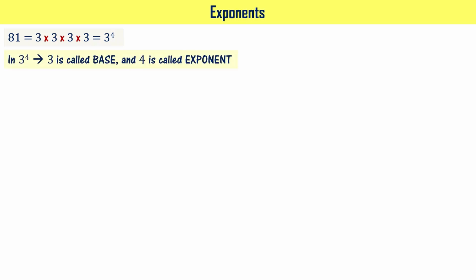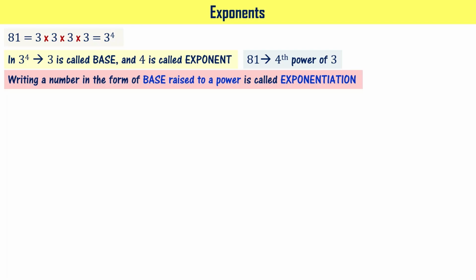Let's learn about logarithms now. Prior to that, let's quickly recall concepts based on exponents. 81 can be written as 3 power 4, right? In 3 power 4, 3 is called base and 4 is called exponent. Please note this point. So we can say that 81 is the 4th power of 3. Writing a number in the form of base raised to a power is called exponentiation. Please note this point.